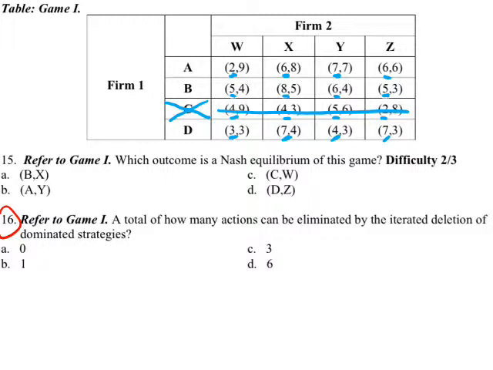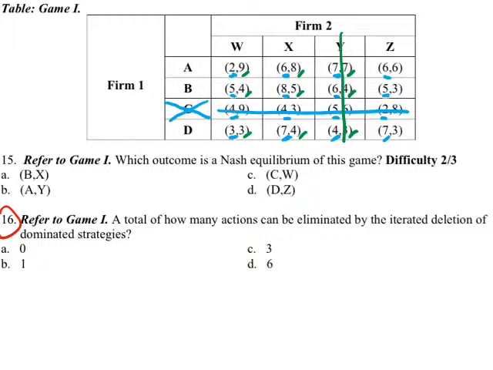Now let's check firm 2. If firm 2 plays W, it gets 9, 4, 3. If it plays X, it gets 8 lower than 9, 5 higher than 4. Okay, so there is no dominant strategy. Now let's compare X and Y. If firm 2 plays Y, it gets 7 lower than 8, 4 lower than 5, and 3 lower than 4. Y will never be played by firm 2.